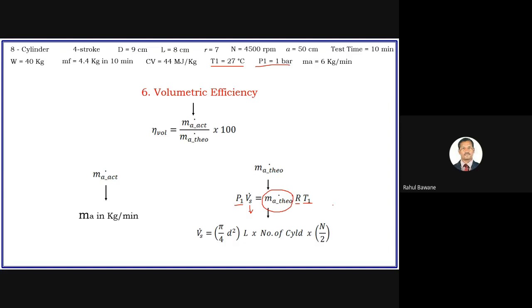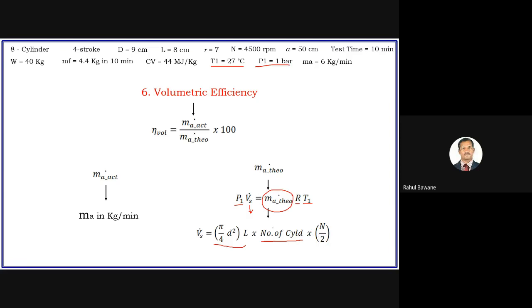Volume is pi by 4 d square multiplied by stroke length. This is the volume of one cylinder. When multiplied by the number of cylinders, it is the stroke volume of the total engine. But this volume will be in meter cube. We have to convert it per minute, so multiply by N by 2.